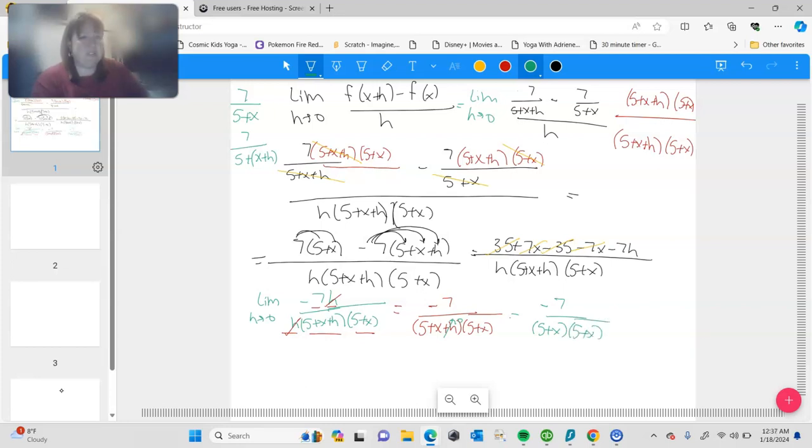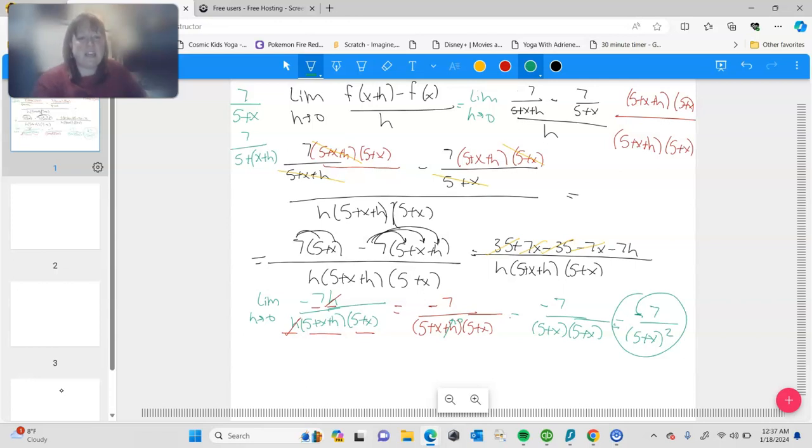Oh, well, that's 5 plus x squared, because there's two of them. So negative 7 over 5 plus x. Oh, and then I tried to write it again the way I just said not to, squared. So this is our derivative. That's negative 7 over 5 plus x squared.